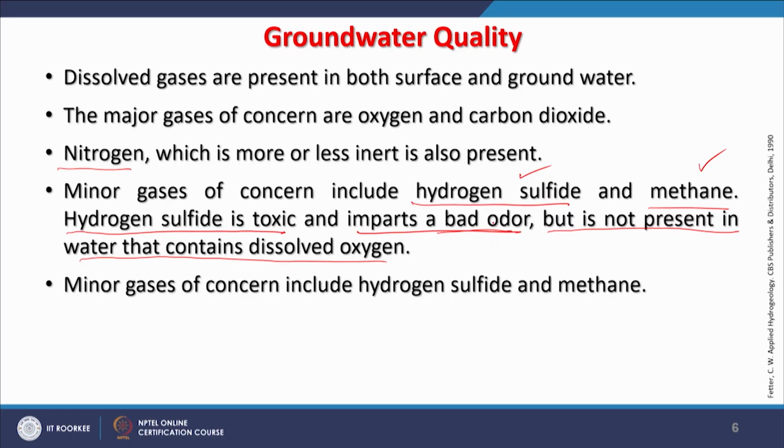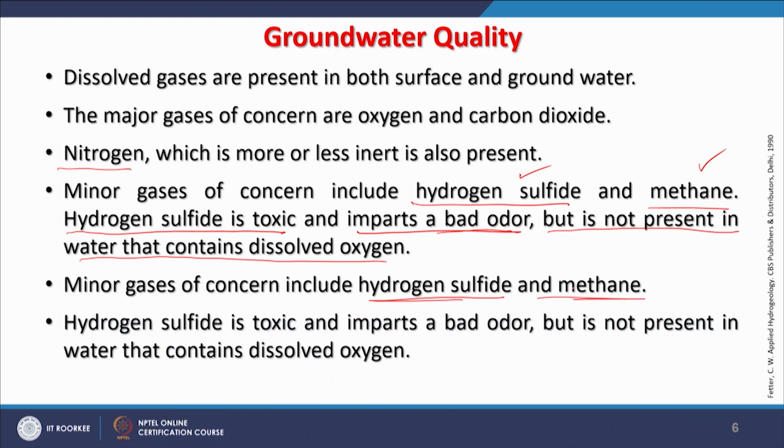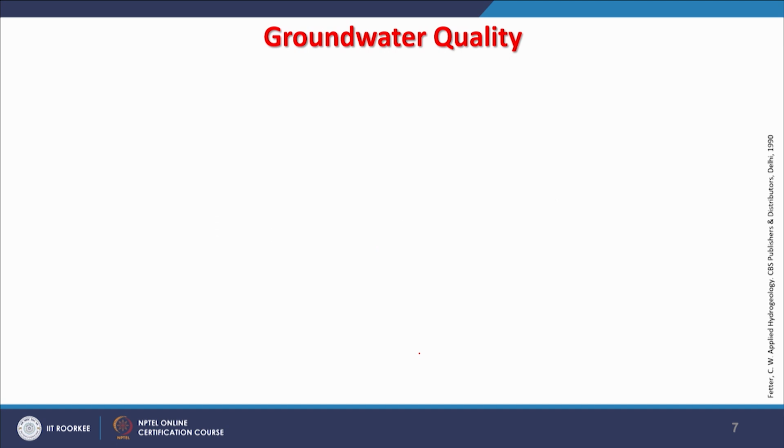By which the bad odor, that means hydrogen sulfide, can be reduced when we have more dissolved oxygen in the water. Among the minor gases, hydrogen sulfide and methane are the important ones. Hydrogen sulfide is toxic, we have just discussed this.